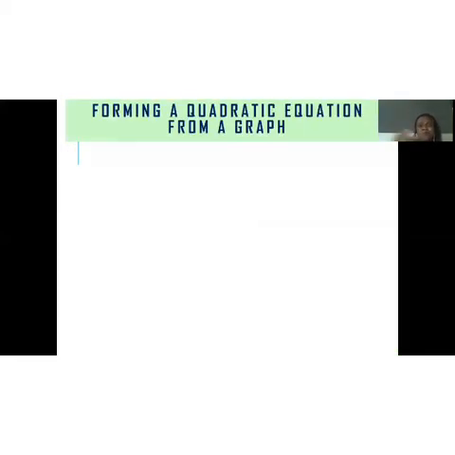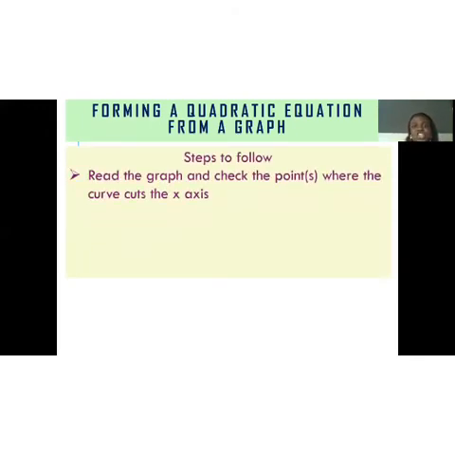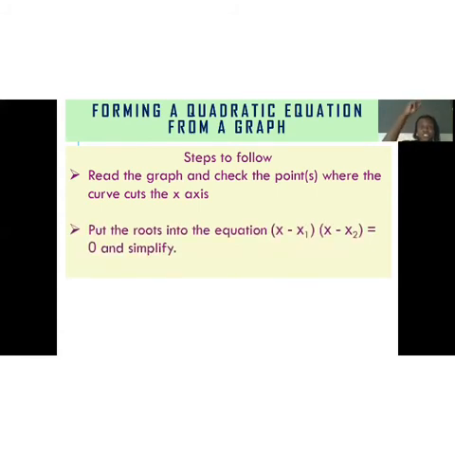Now, what about forming a quadratic equation from a graph? We've talked about solving a quadratic equation using the graphical method. Wouldn't they just give you a graph and ask you to find the quadratic equation that this graph represents? What do you do? So let's look at this. First of all, you read the graph and you check the points where the curve cuts the x-axis. Then next you put the roots into that original equation, the first one we looked at, x minus x1 into x minus x2 equals 0, and then you simplify and get your equation.